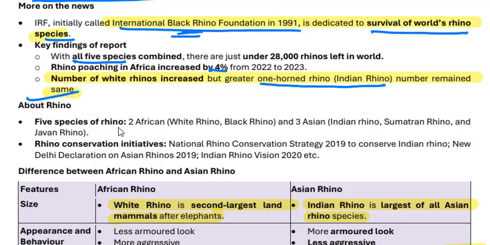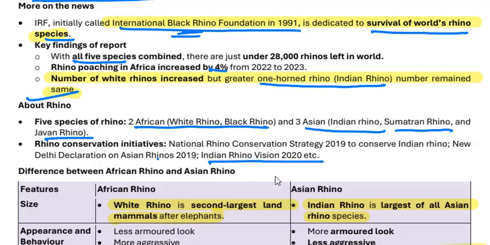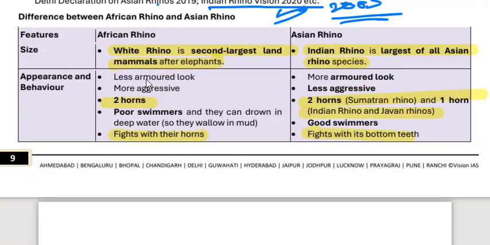5 species of the rhino: 2 African species, that is white rhino and black rhino, and 3 Asian, that is Indian rhino, Sumatran rhino and Javan rhino. Next is Rhino Conservation Initiative. National Rhino Conservation Strategy 2019 is to conserve Indian rhino. New Delhi Declaration on Asian Rhino 2019. Indian Rhino Vision 2020, etc. Indian Rhino Vision 2020 was actually launched in 2005 to protect and increase the number of rhino in India. Okay, let's see the difference of the African rhino and the Asian rhino.